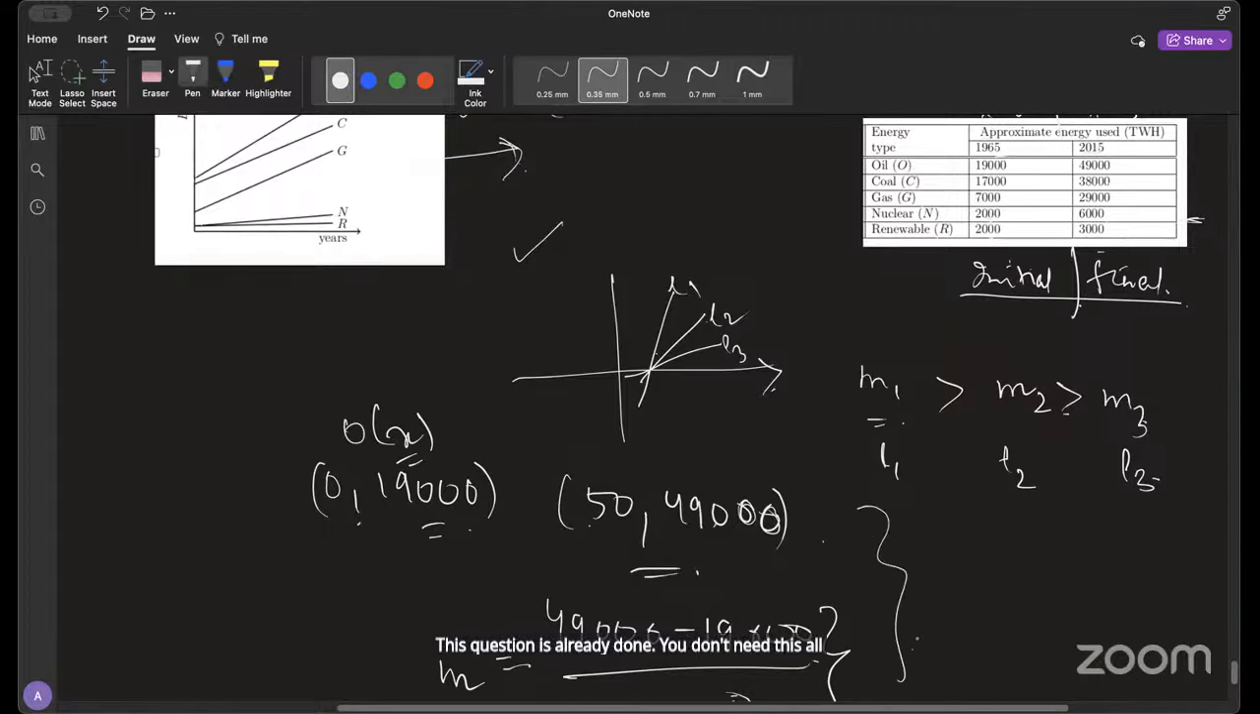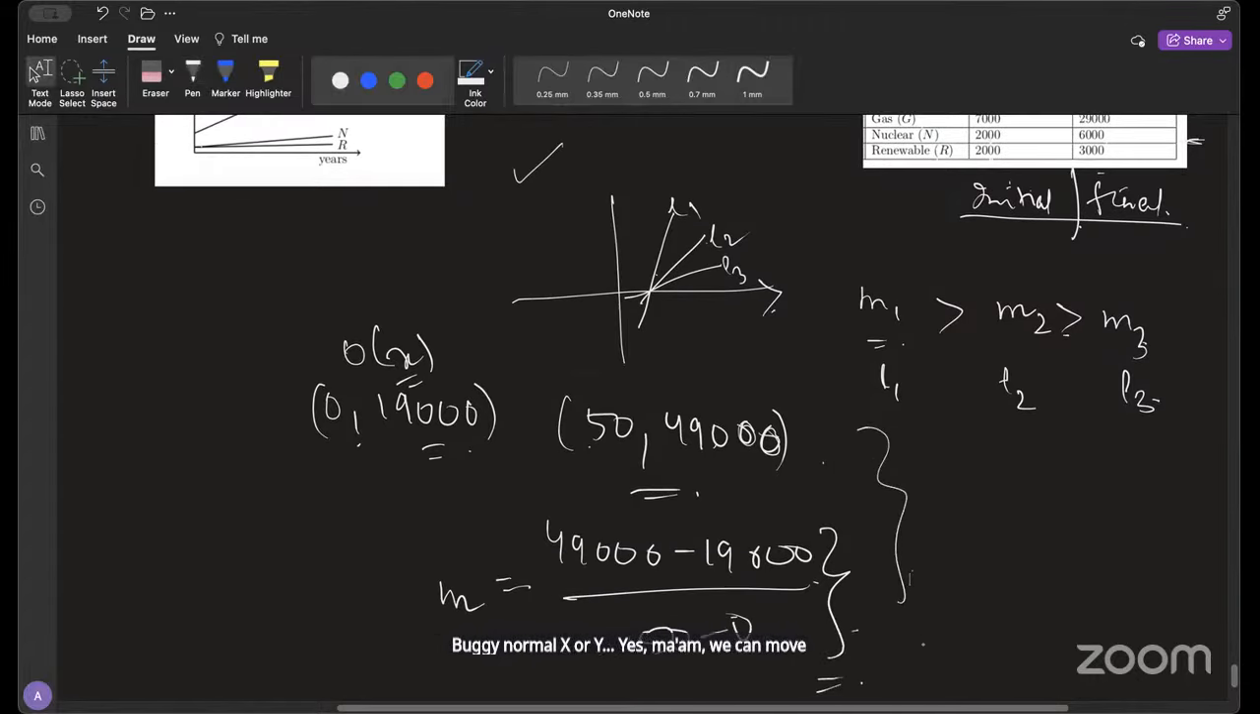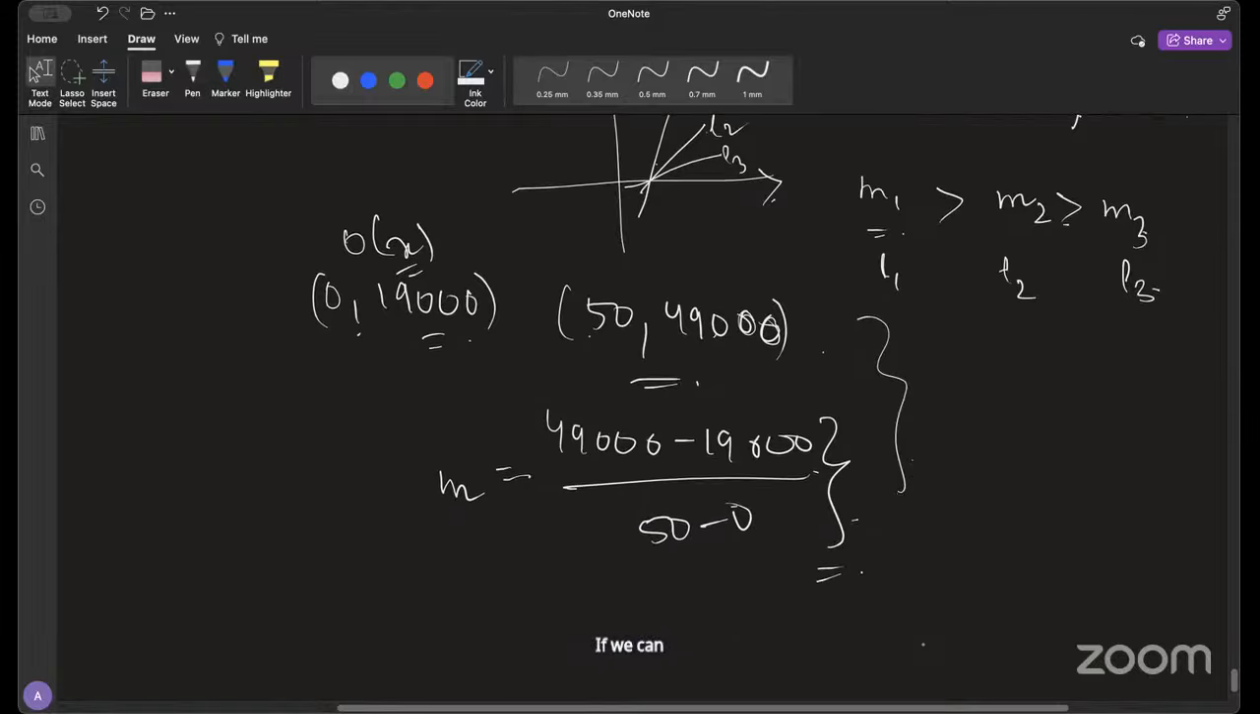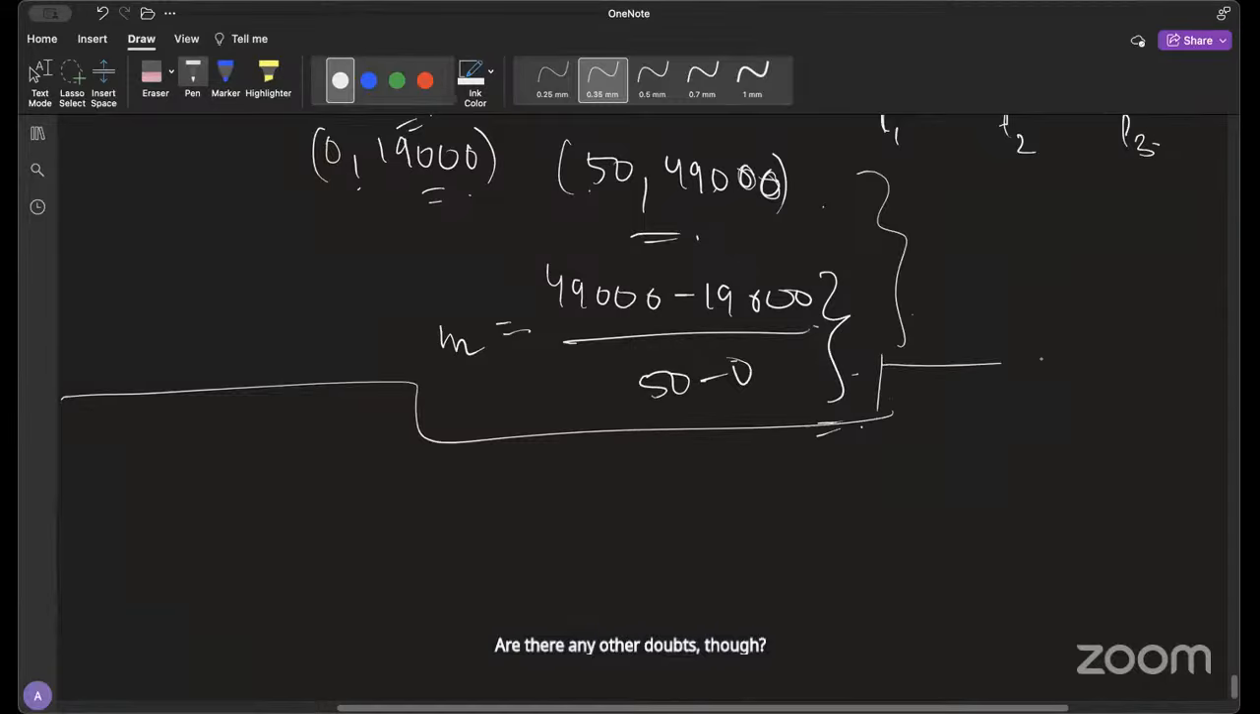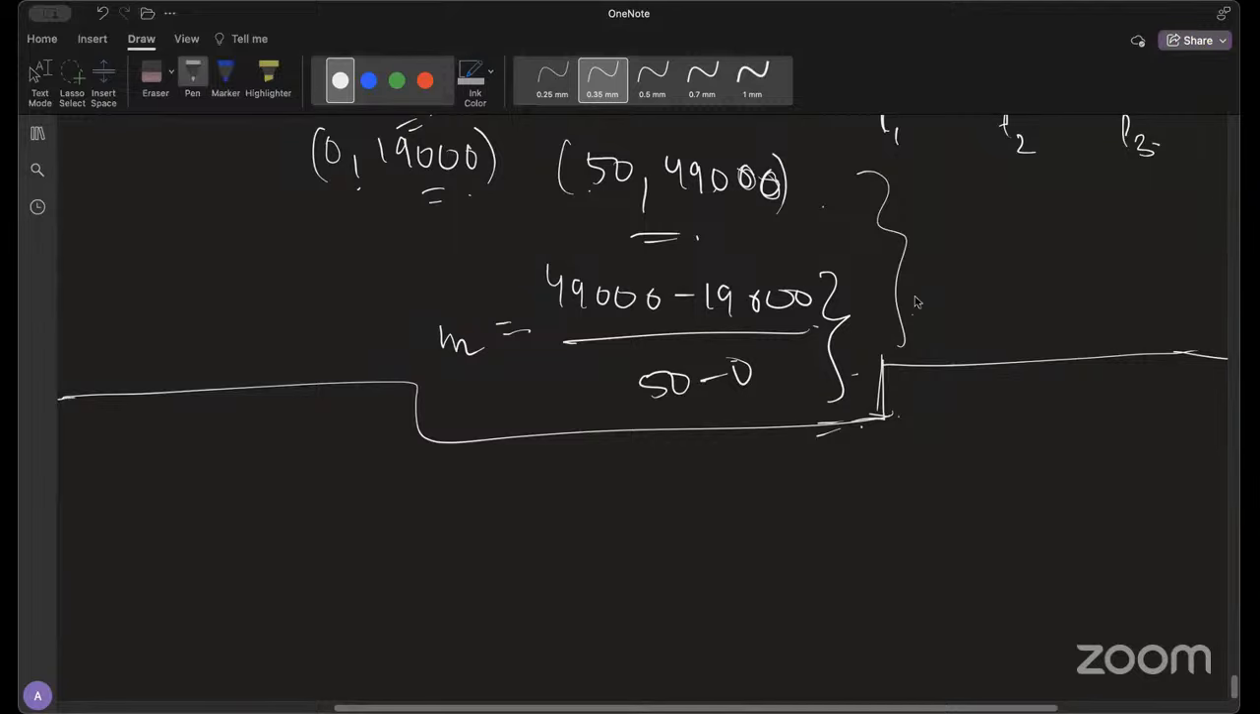Yes, ma'am, we can move forward now, or we can end, whatever. Are there any other doubts though? Else we can end the session because it's already past 10. Are there any doubts? No. No, ma'am.